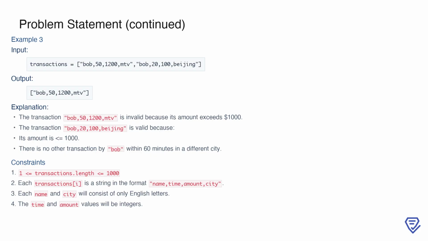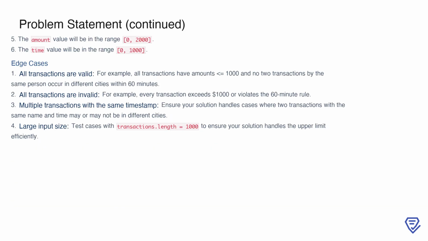Additionally, the constraints for this problem specify that the input array can have up to 1,000 transactions, and each transaction string is always formatted correctly with name, time, amount, and city. Finally, the constraints further clarify the problem's boundaries. The amount value will always be between 0 and 2,000, and the time value will always be between 0 and 1,000. Edge cases to consider include scenarios where all transactions are valid, or all are invalid.